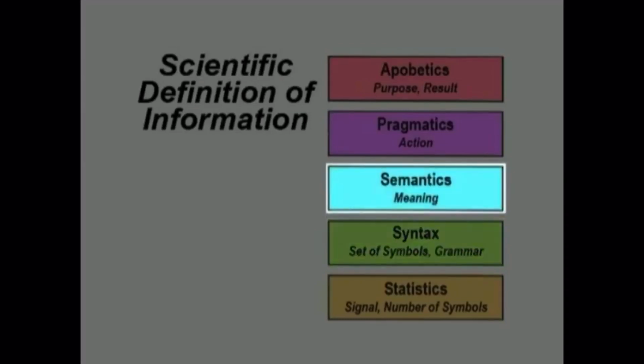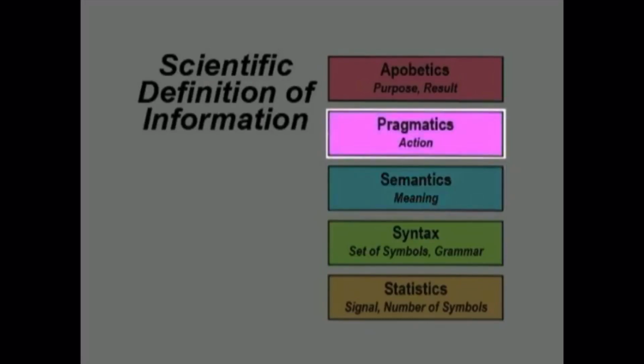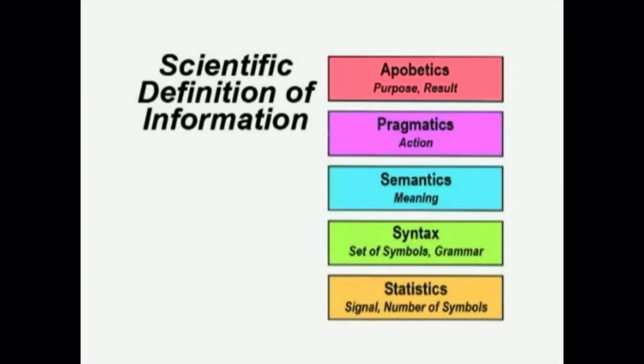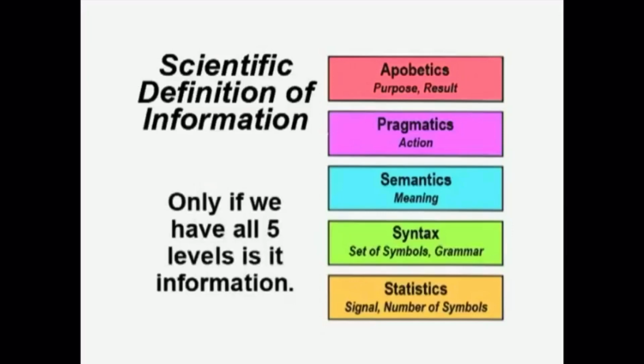But the most important thing is the semantics. What does it mean? We come to the 4th level of information, it is pragmatics. We have seen a few machines which are working under the condition of information, and that is the pragmatic level, the action. And the highest level of information is the purpose, is the result, and the name I gave it is apologetics. So, if we find in an unknown system all the 5 levels of information, then we are sure it is a system with information.